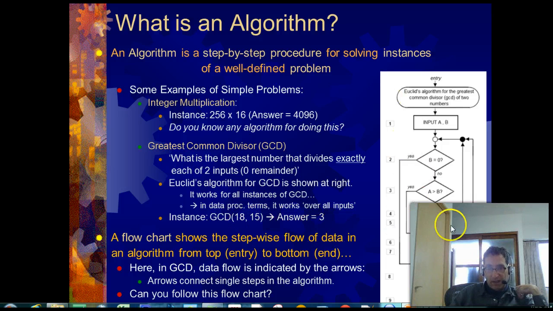A flow chart, that's this thing here, shows the stepwise flow of data in an algorithm from top entry to bottom end. Here in the greatest common divisor, data flow is indicated by the arrows, so we were following the arrows. Arrows connect single steps in the algorithm, so we go from this step to this step, so we have only an arrow from one step to another. Can you follow this flowchart? Well, I guess we followed it.